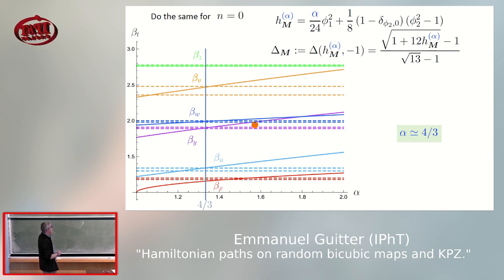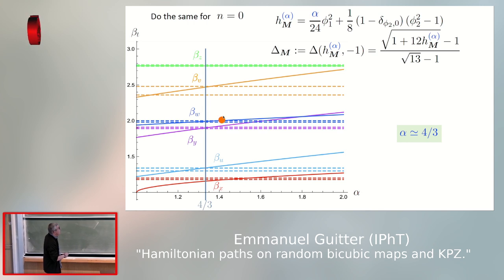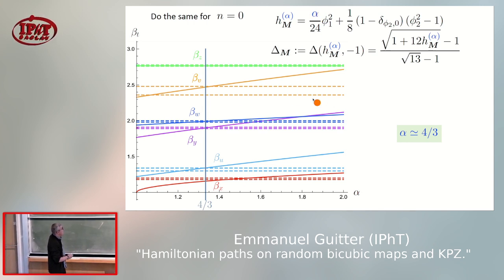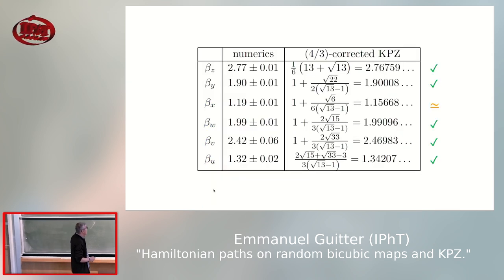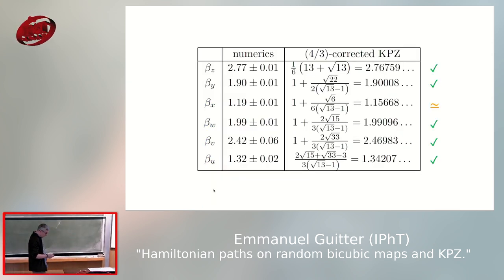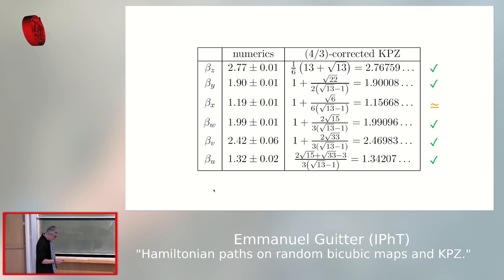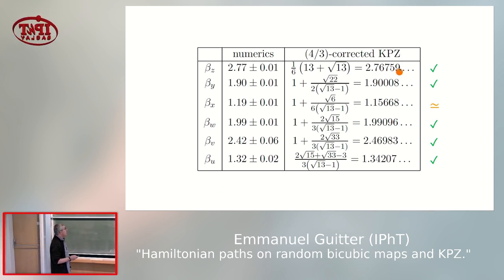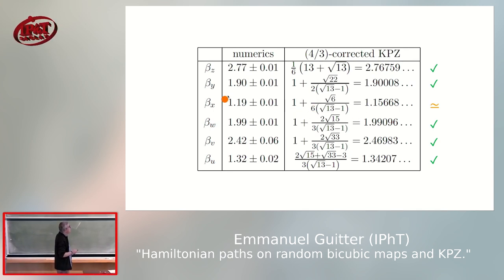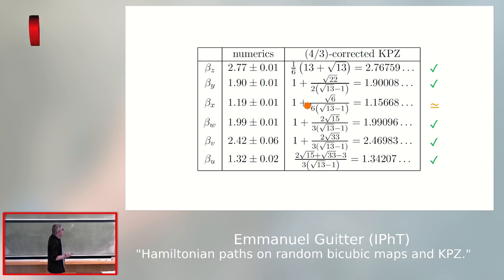And with the same color, you have the KPZ prediction, but now with alpha here. And you see that there is a value of alpha around 4/3 where most of the values fit, not perfectly, but still the fit is pretty good. And here is the fit actually, if you put numbers. To me, it's perfect for 1, 2, 3, 4, 5 of them. And the last one is a bit different, but not that much.